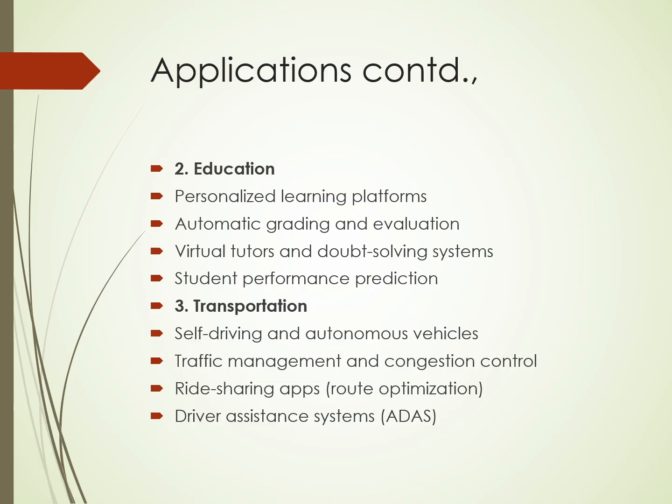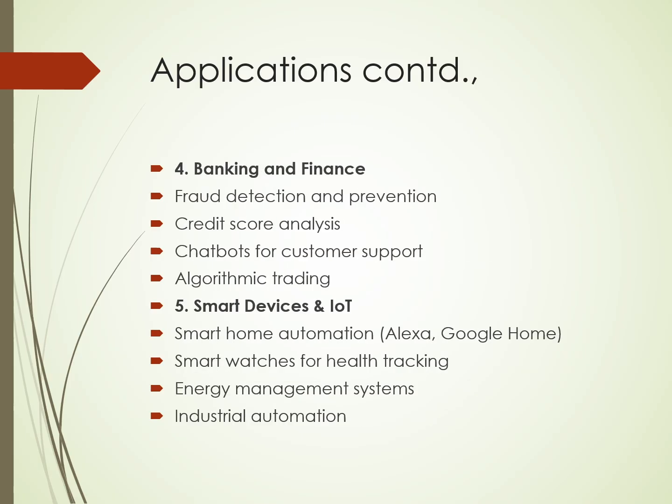The next application is transportation. It is used for self-driving and autonomous vehicles, traffic management and congestion control, ride sharing applications, and driver assistance systems. The third one is banking and finance. It is used for fraud detection and prevention, credit score analysis, chatbots for customer support, and algorithmic trading. The fifth application is smart devices and IoT: smart home automation, smart watches for health tracking, energy management systems, and industrial automation.